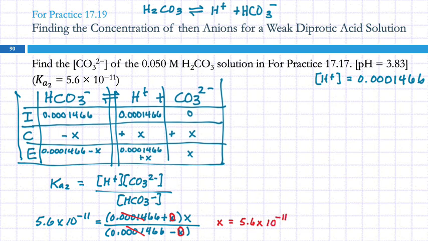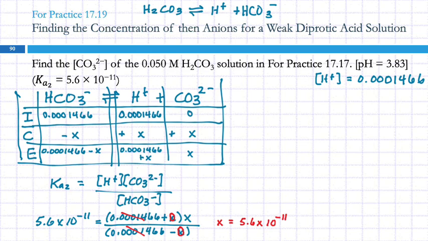Well, with the sulfuric acid, that didn't work so well. So let's just check this to make sure it's going to be okay. 5.6 times 10 to the minus 11 divided by 0.000146 times 100. Yeah, that's less than 5%, 0.00004%. Is x small? x is super small.